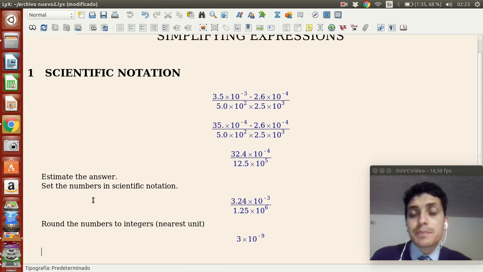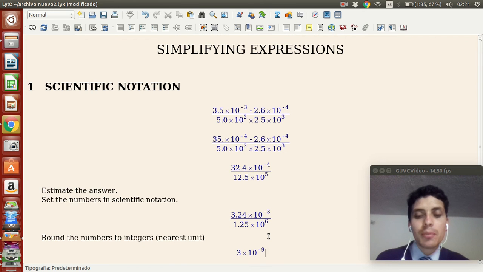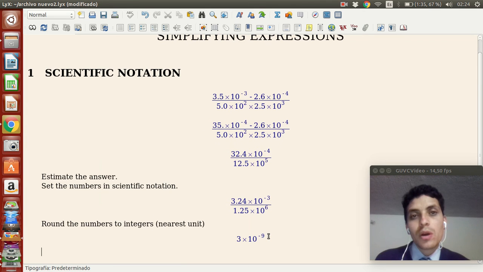Most of the situations in which we use scientific notation are about physics or science, and we need to estimate the number. Sometimes we don't need the exact number, but we need to round it to the nearest tenth or the nearest unit. In this case we have negative 9th power, so it's a really small number. This is something that you should know about scientific notation: it helps you know the magnitude, how large or how small the number is.